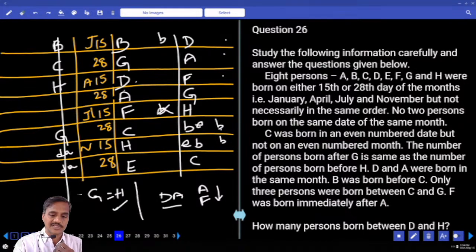Now here this arrangement has been finalized. Now we need to check according to both arrangements.